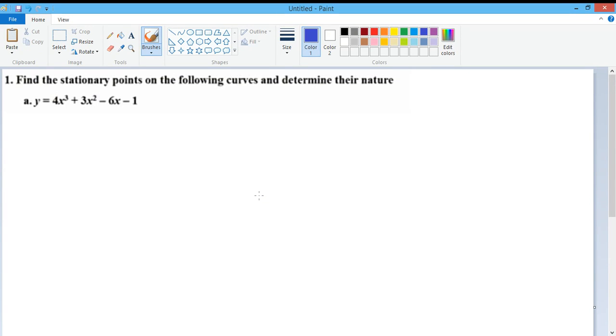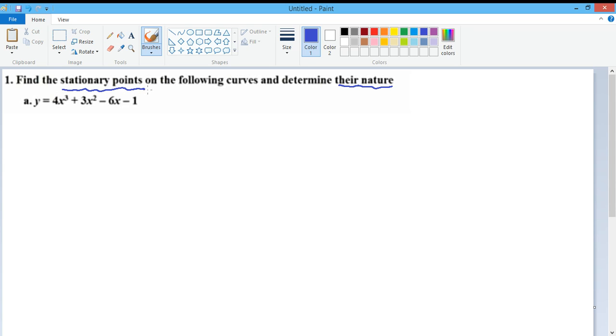Good morning. We are going to look at our solution to our assignment. We're given three equations to find the stationary points, and we determine their nature. Stationary points are the same thing as turning points.